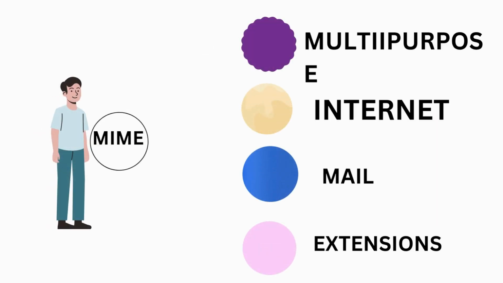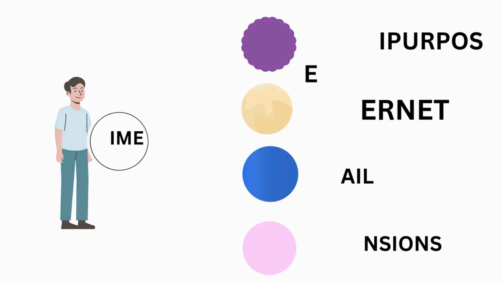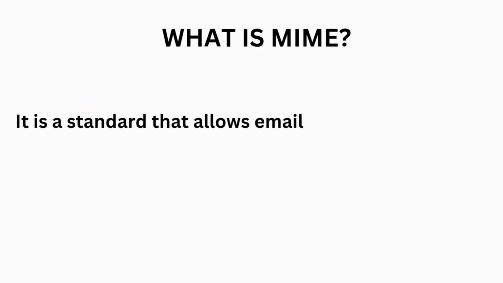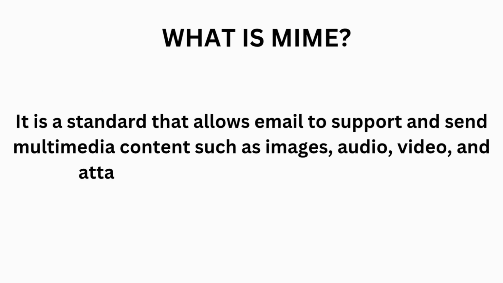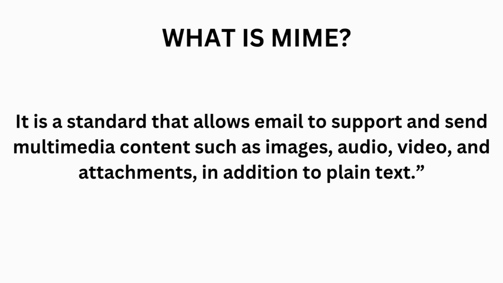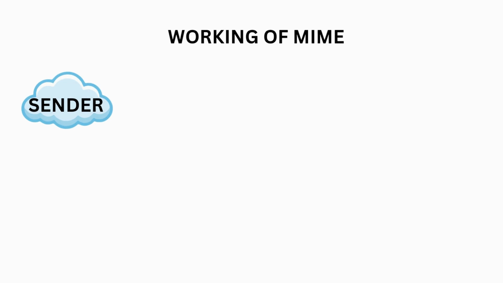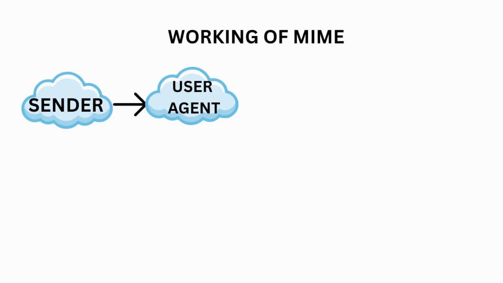Now let's start with MIME. MIME stands for Multipurpose Internet Mail Extension. It is a standard that allows email to support and send multimedia content such as images, audio, video, and attachments in addition to plain text. This diagram shows how MIME works in email communication. First, the sender writes an email which may contain text, images, audio, or files. Second is the user agent. The email goes to the user agent, which is the email application like Gmail or Outlook. It prepares the message for sending.